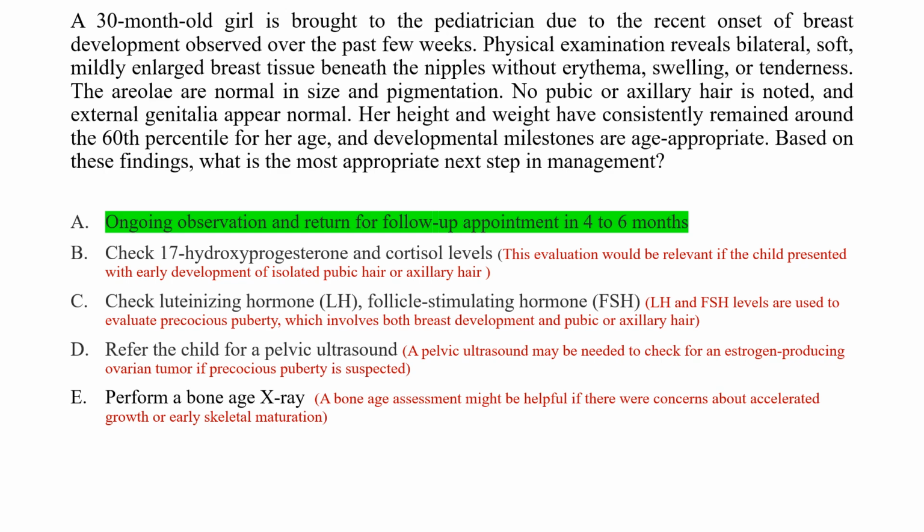And option D is incorrect because a pelvic ultrasound is indicated if there is a suspicion of a hormone-secreting ovarian tumor causing precocious puberty. There is no evidence of progressive breast development or other signs of estrogen excess in this case. And option E is incorrect because bone age assessment would be helpful if there were concerns about accelerated growth or early skeletal maturation. Since this child has normal growth percentiles and appropriate developmental milestones, this is not necessary.